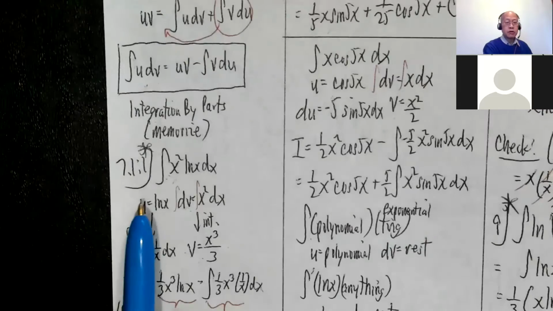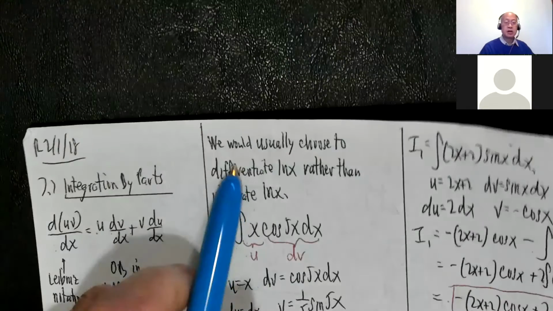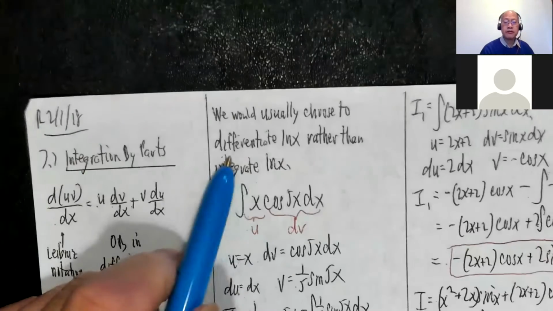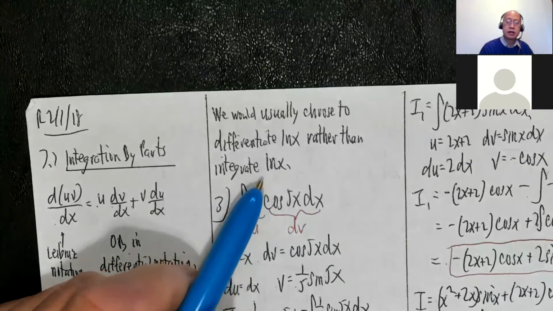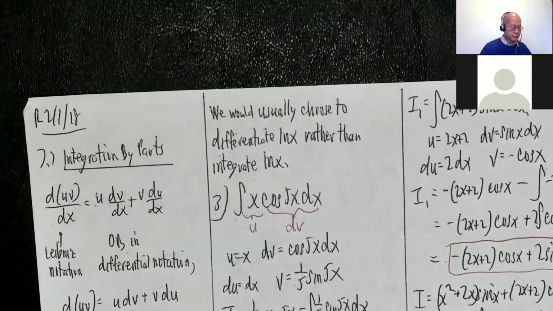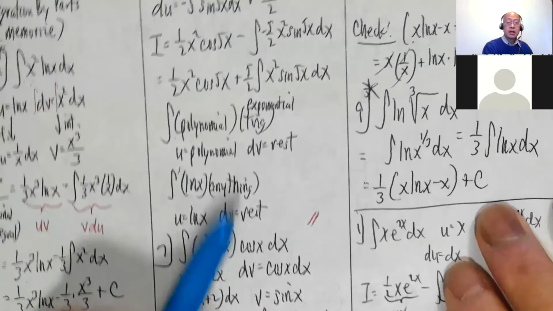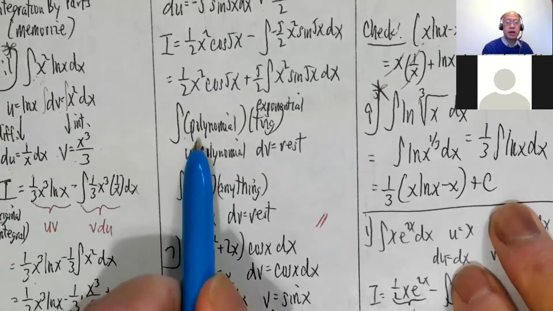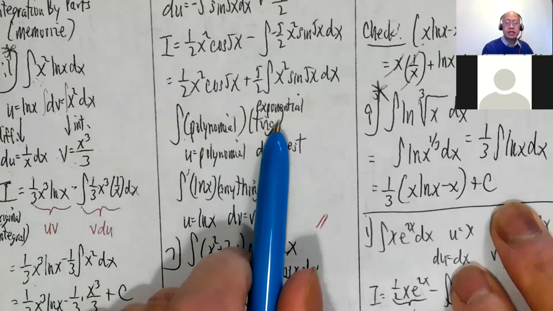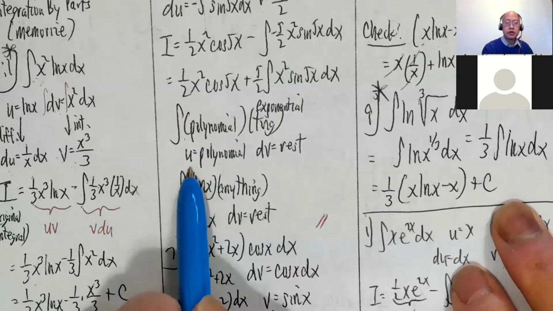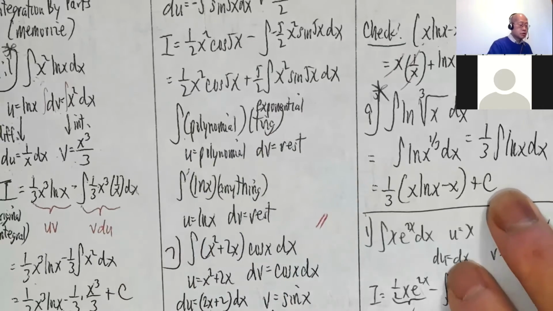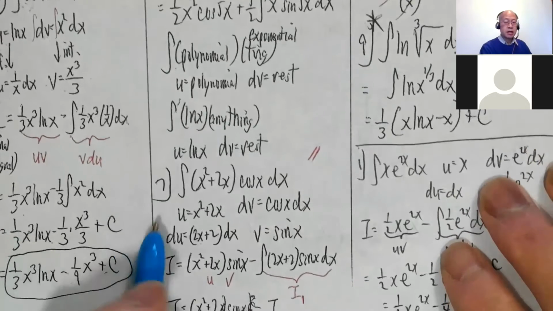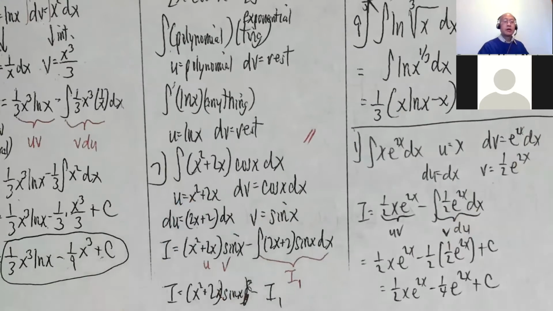Okay, and some rules to remember about picking a u and a dv. We would normally choose to differentiate ln x rather than integrate ln x. So if you see an ln x, you definitely want to differentiate, not integrate. And then we also said if you have to integrate a polynomial times either an exponential or a trig function, let u be the polynomial part and dv the rest. Okay, so I'll show you a lot more examples. Okay, problem 7. Integral of x squared plus 2x cosine x dx.